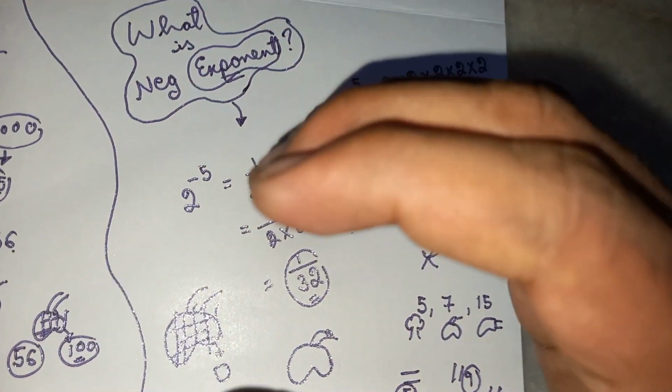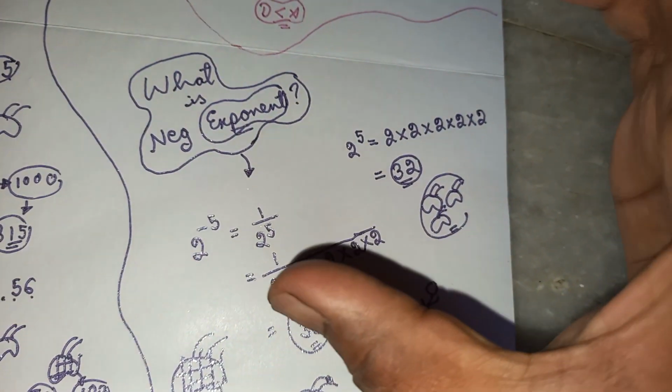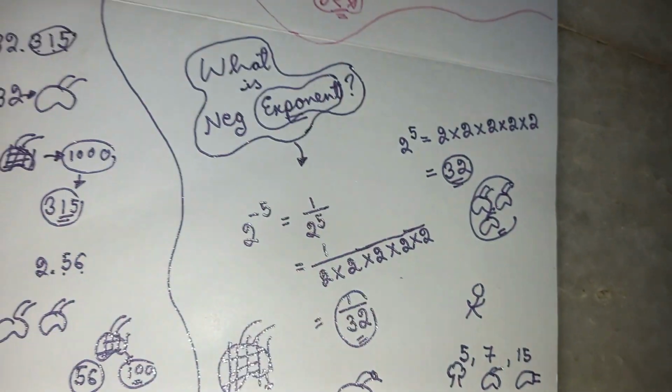Like this, a negative exponent makes a number extremely small, just as a positive exponent makes an extremely big one.